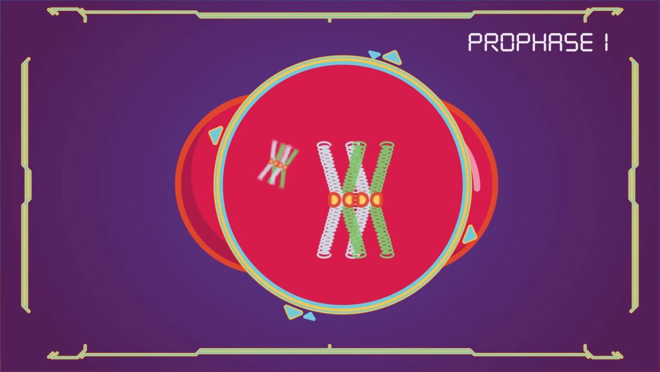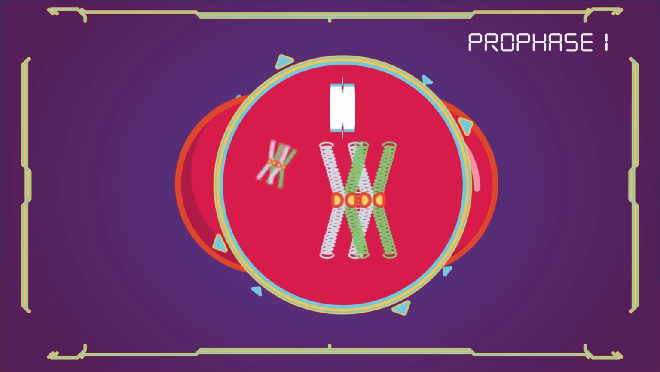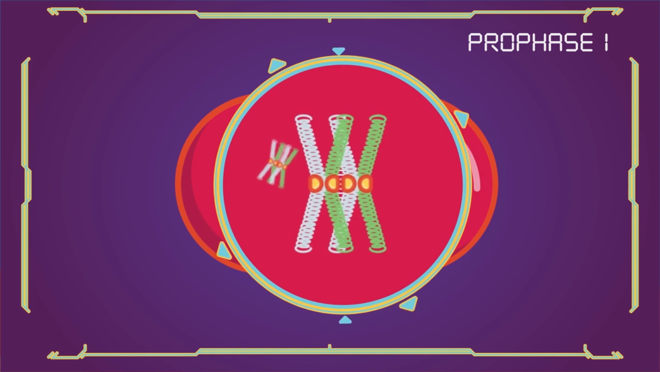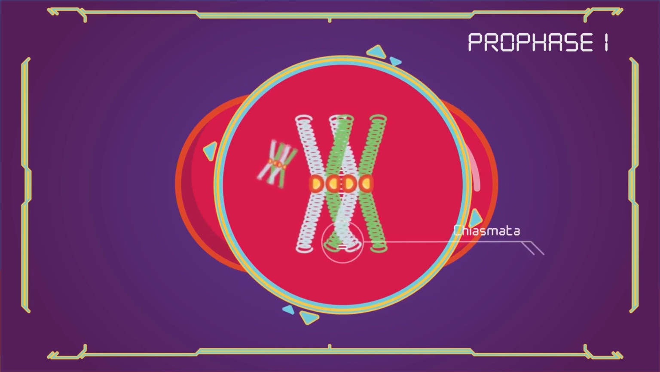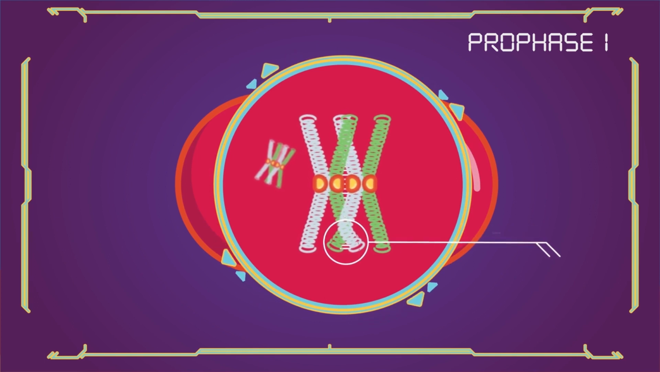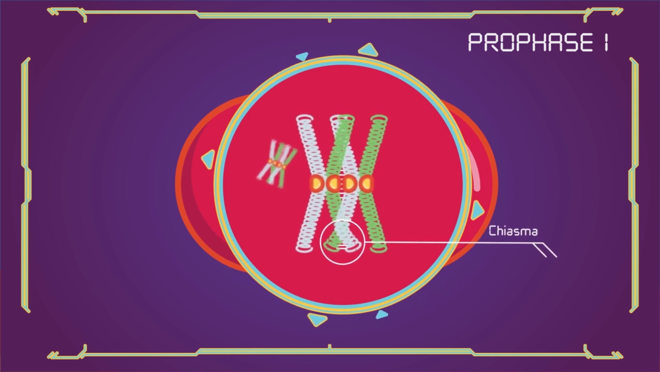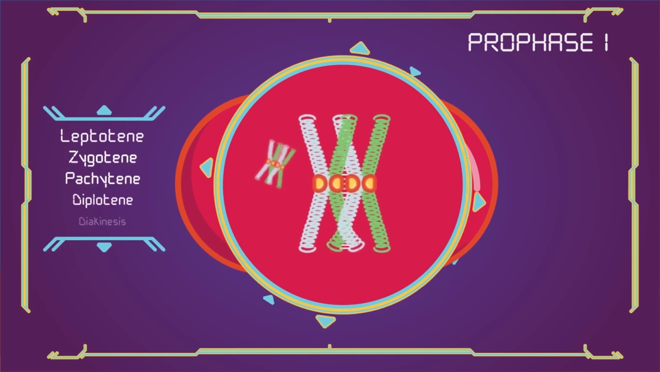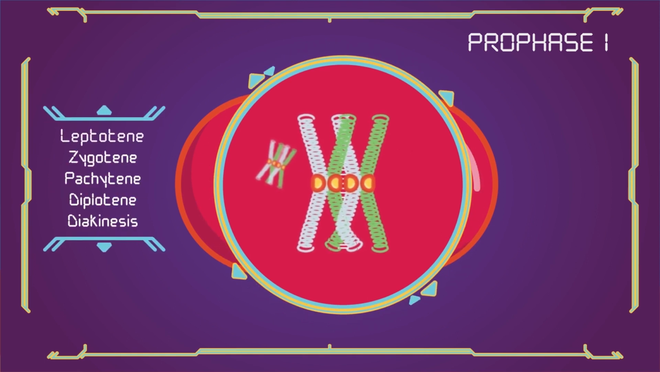The process of pairing the homologous chromosomes is called synapsis. At this stage, non-sister chromatids may cross over at points called chiasmata, plural, singular chiasma. Prophase 1 has historically been divided into a series of substages, which are named according to the appearance of chromosomes.